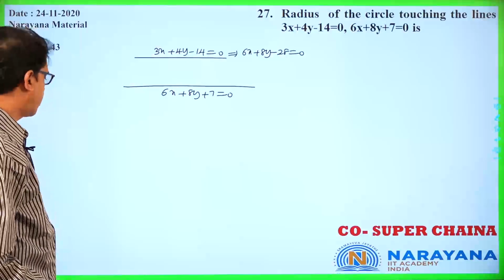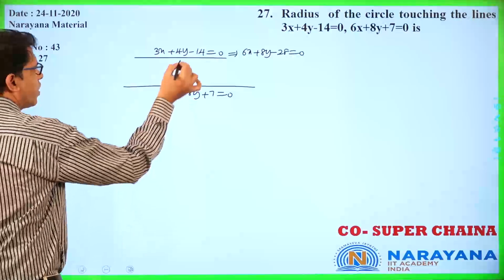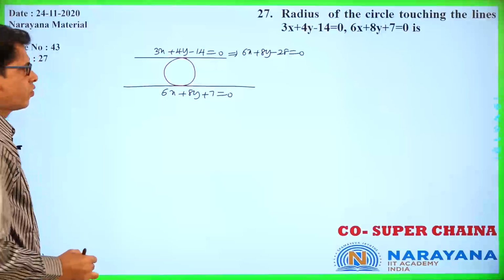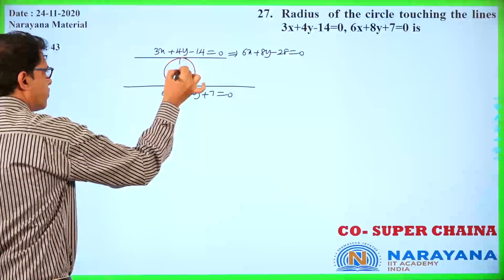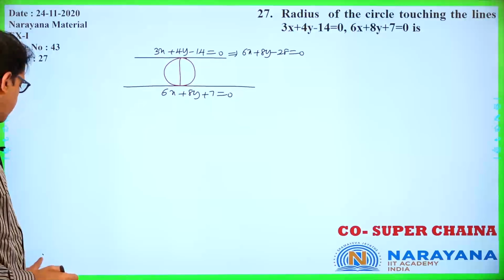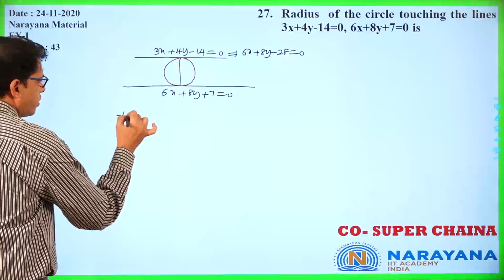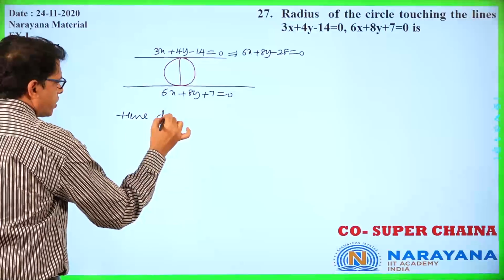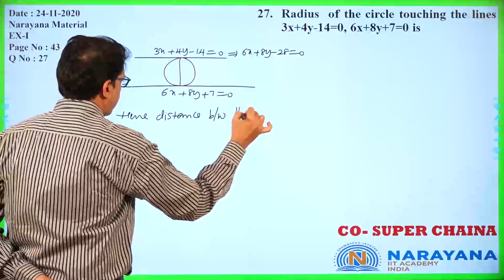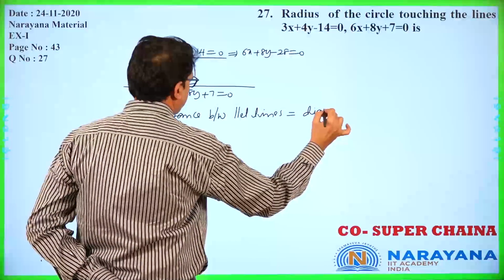So, for the radius of the circle touching these two lines, we have a circle like this. Here the distance between the parallel lines is nothing but the diameter of the circle.